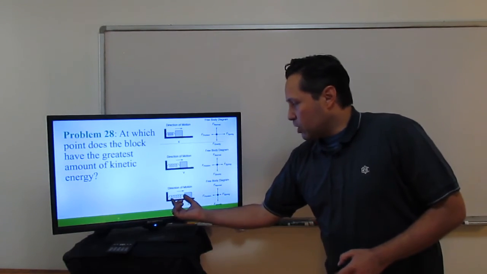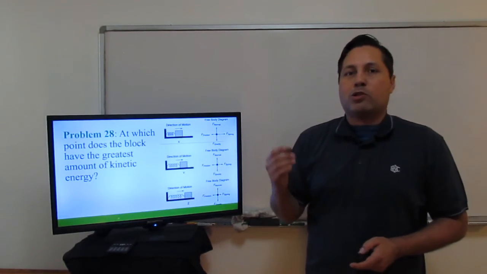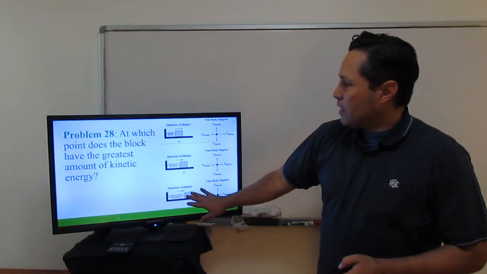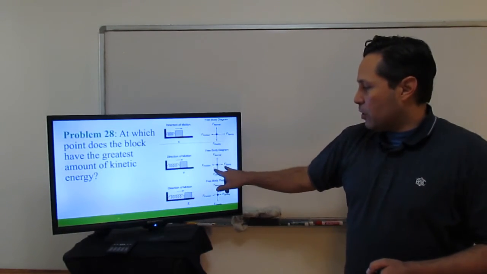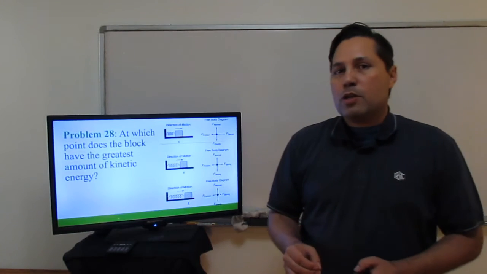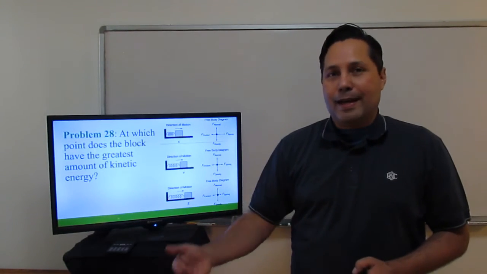Here, now the spring's being stretched out, it is slowing down the block. So if it's slowing down the block, it's losing velocity. So it's neither X or Z. The answer is Y. And you can see here the friction and the spring are at the equilibrium point. So therefore it has the highest amount of velocity. So therefore it has the highest amount of kinetic energy.